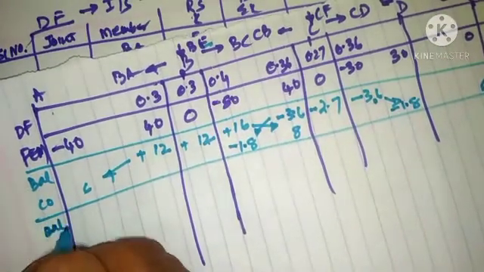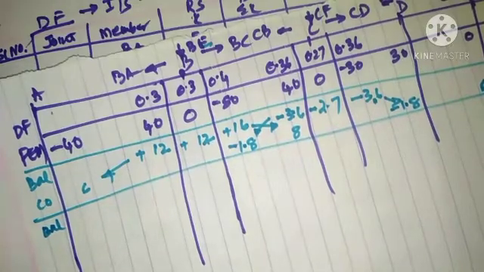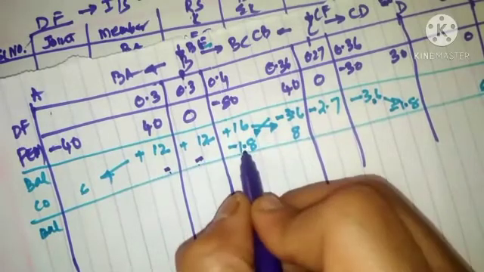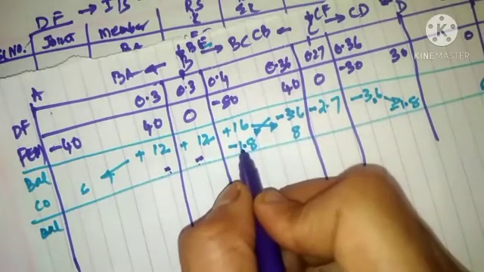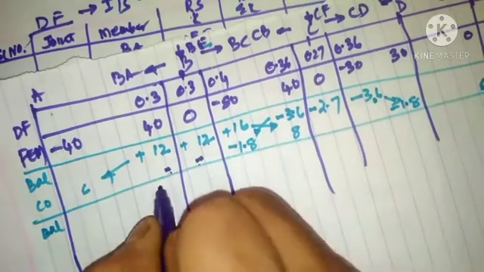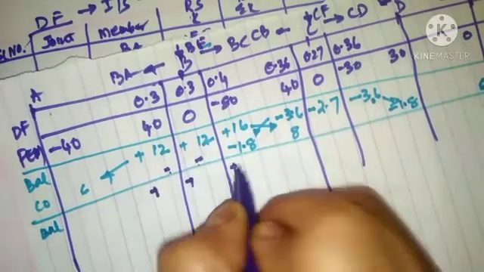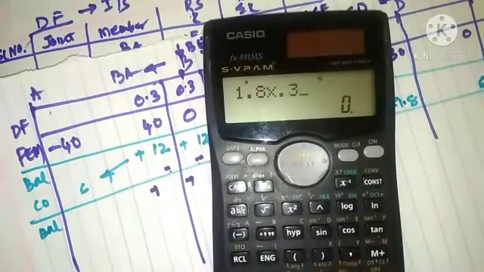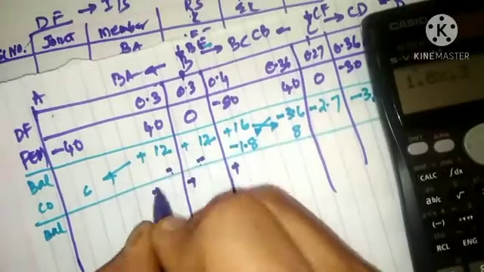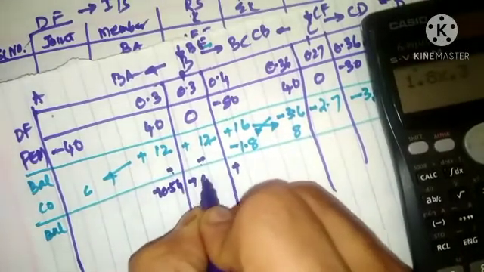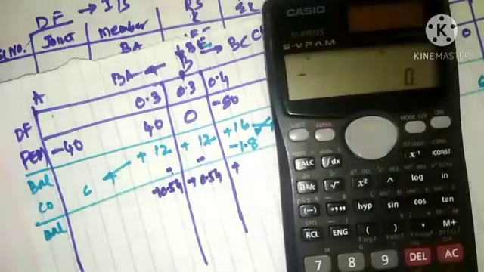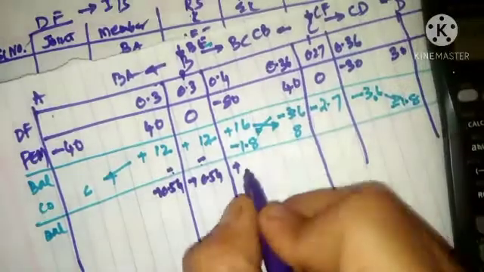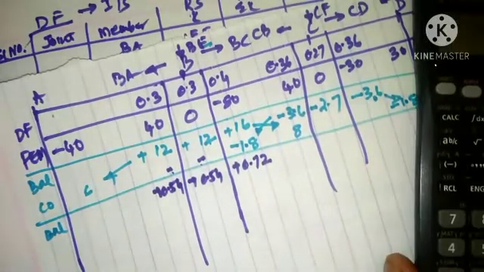Next is again a balancing exercise that we need to start now. Here you don't have any value, so it is 0. 0 plus 0, then minus 1.8. Minus 1.8 is the unbalanced moment, so you need to give positive for all. 1.8 into 0.3 comes as 0.54, so this will be 0.54. Then 1.8 into 0.4 comes as 0.72, and this comes as 0.72.